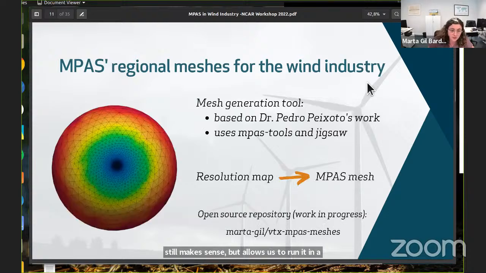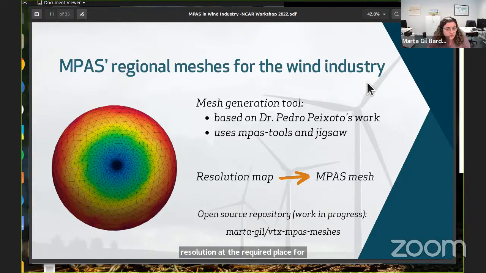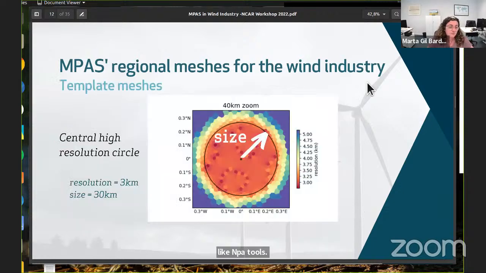What we have developed is a mesh generation tool that will be open source in a repository. It allows us to go from a map of the world that specifies a certain resolution at each location to an MPAS mesh with cells that have that resolution at the required place. For this tool, I have used part of Pedro Peixoto's work, which also comes from other open source repositories, like MPAS-Tools and Jigsaw and other available meshes.